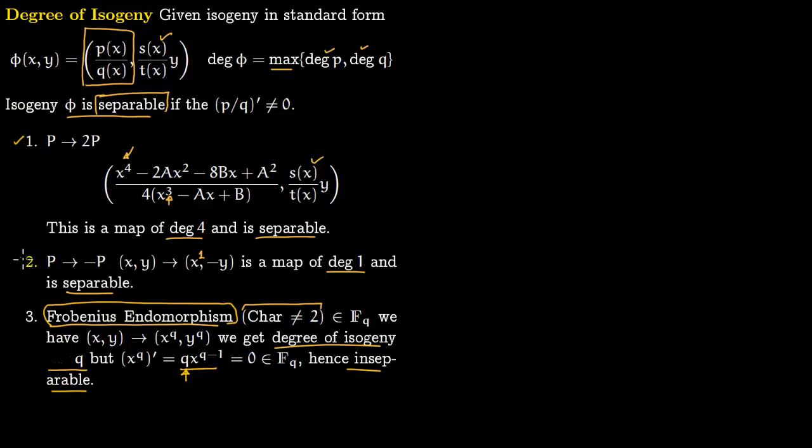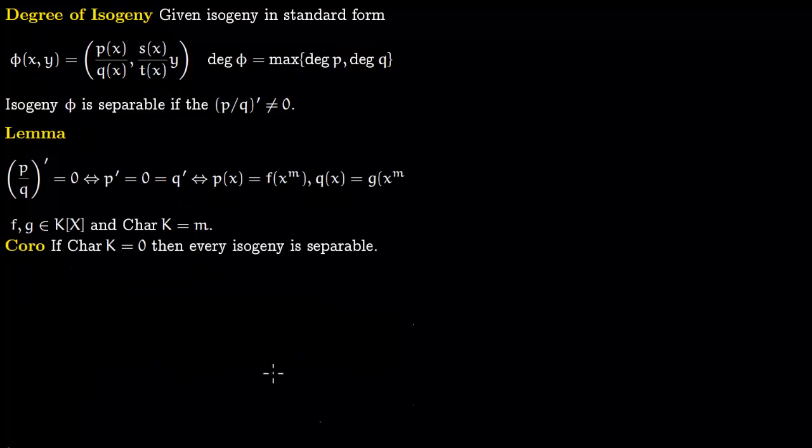So we have seen examples of 3 isogenies. The first 2 were separable and the third one is inseparable. Now we give an easy characterization of inseparability. Separable means that the derivative of this first coordinate is not 0, and inseparable means the derivative is 0. It has two implications. Number one is that both p prime and q prime are 0, and number two is that you can write p(x) as f(x^m) and q(x) as g(x^m), where m is nothing but the characteristic of the underlying field k, and f and g are both polynomials.